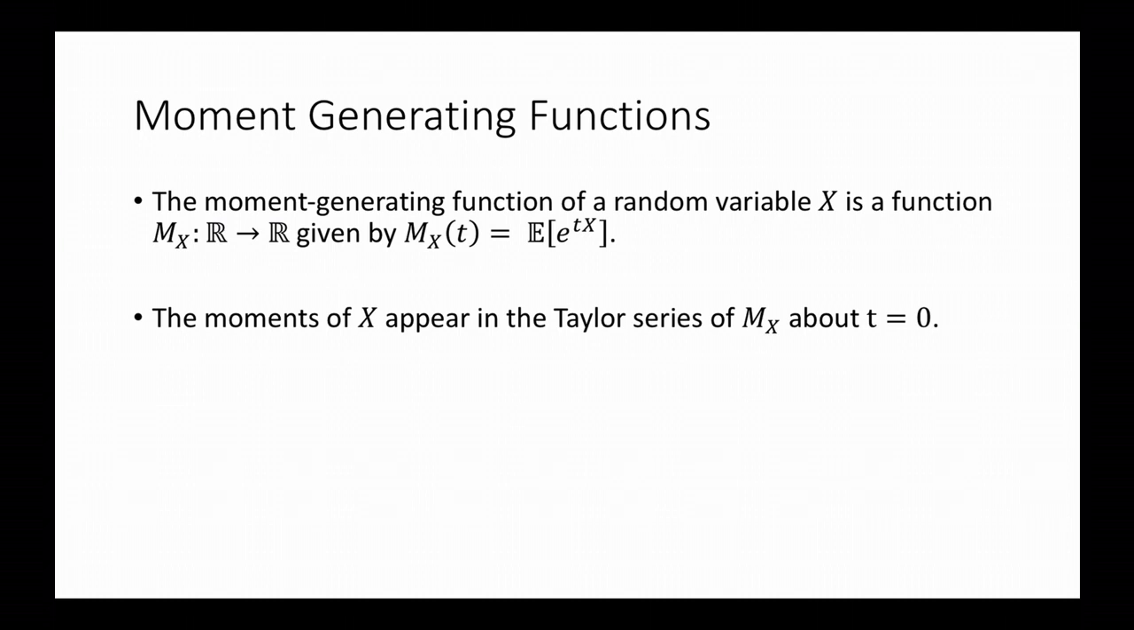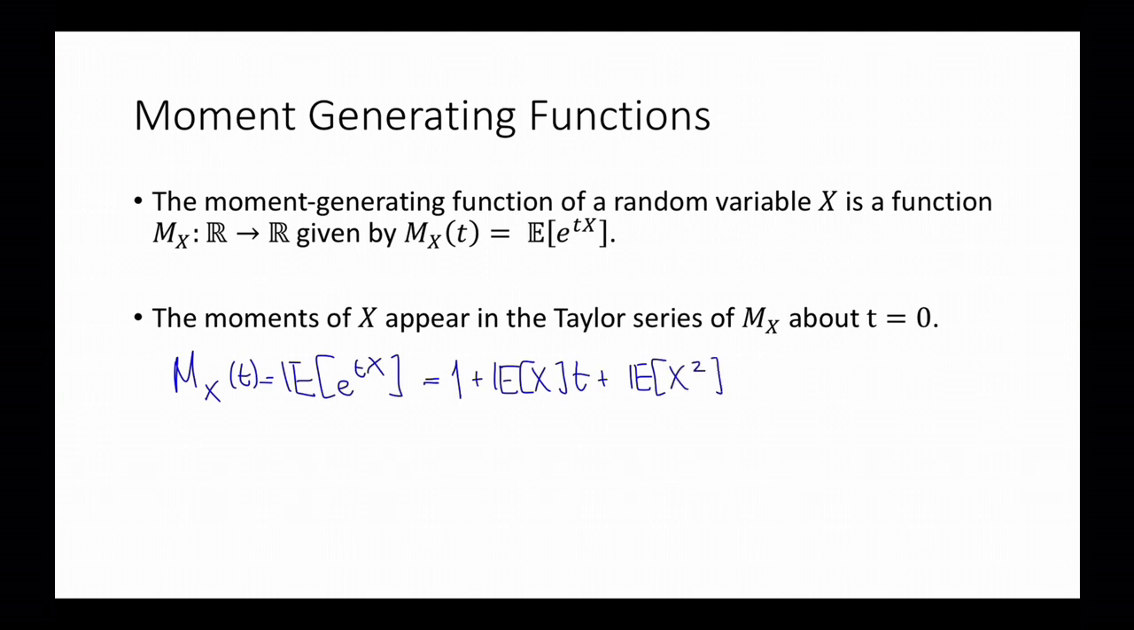Using the series expansion of e to the tX and applying linearity of expectation, we can write M_X(t) is equal to the expected value of e to the tX, which is equal to 1 plus the expected value of X times t plus the expected value of X squared times t squared over 2 factorial plus the expected value of X cubed times t cubed over 3 factorial, and so on. And now we see the moments of X sitting right here.